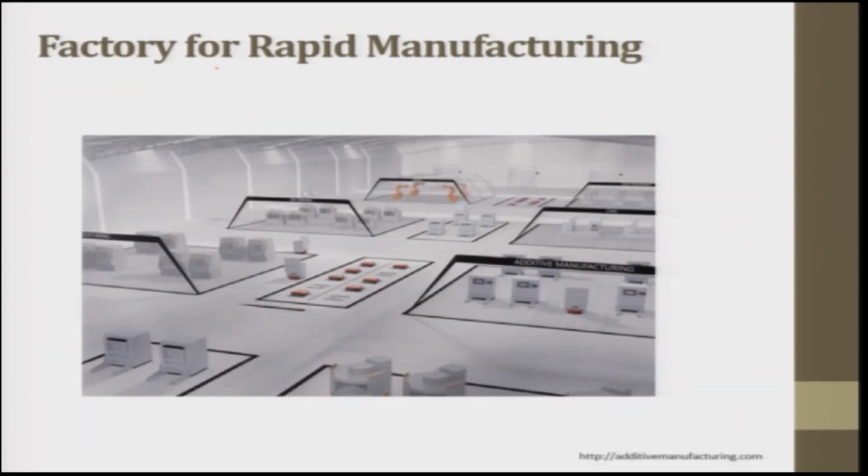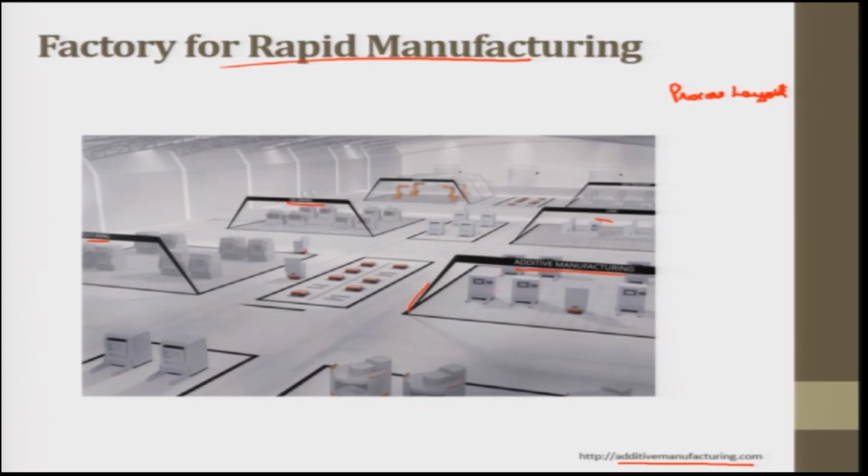Next is factory for rapid manufacturing. This is a figure that is taken from additivemanufacturing.com. It is showing different sections. This is the additive manufacturing section, this is the CNC section, this is the sintering section, this is the texturing section. It is showing the kind of layout that is known as process layout. I will just brief the layouts when I discuss the simulation, plant simulation. So, this is a process layout.